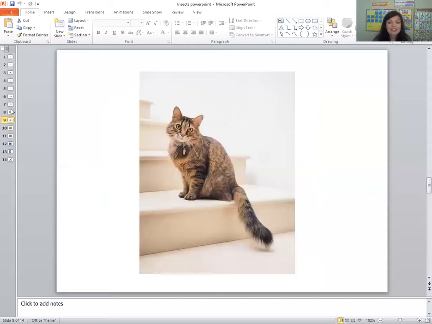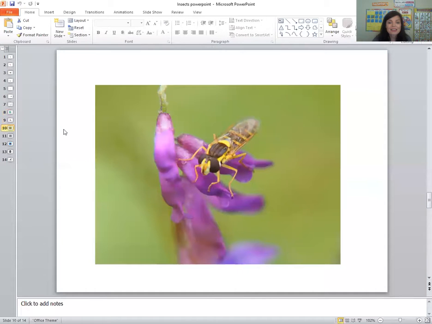No, it's not an insect. The cat has how many legs? 4. And I don't see any antenna on the cat. It's not an insect. Look at the next one. Is it an insect? Yes, thumbs up. It's an insect.